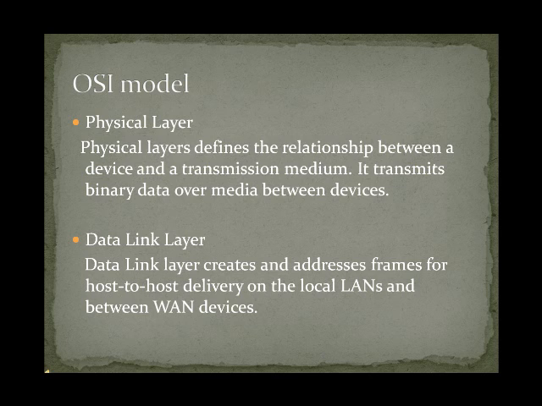The second layer of the OSI model is the data link layer. The data link layer creates and addresses frames for host delivery on the local LANs and between WAN devices. Originally, this layer was intended for point-to-point and point-to-multipoint media, characteristic of wide area media in the telephone system.